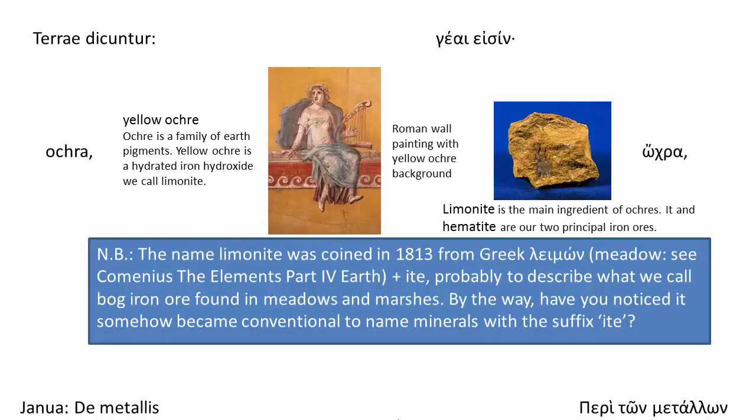The name limonite was coined in 1813 from Greek lemon, meaning meadow, see Comenius, The Elements, Part 4, Earth, plus ite, probably to describe what we call bog iron ore found in meadows and marshes. By the way, have you noticed that somehow it became conventional to name many minerals with the suffix ite?